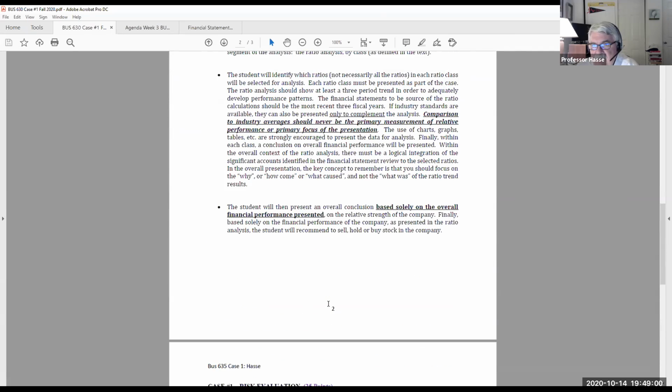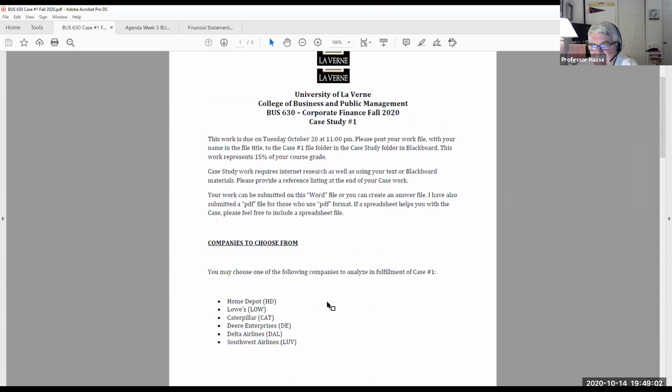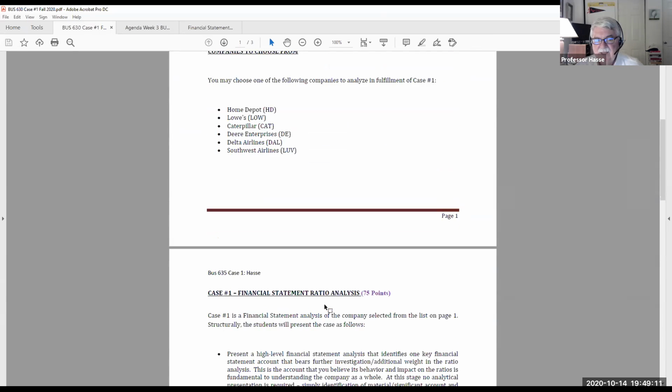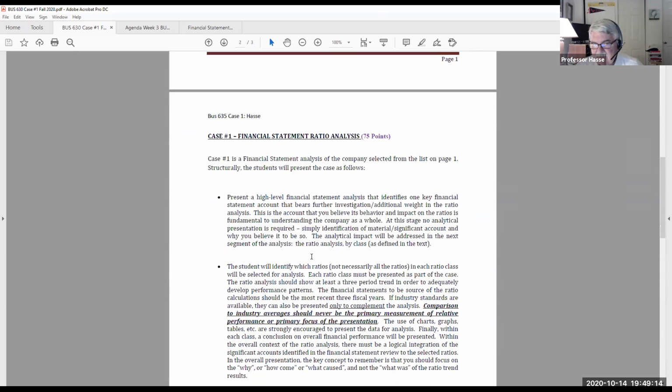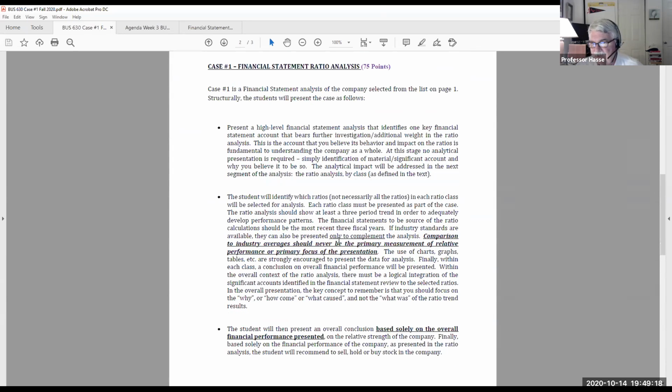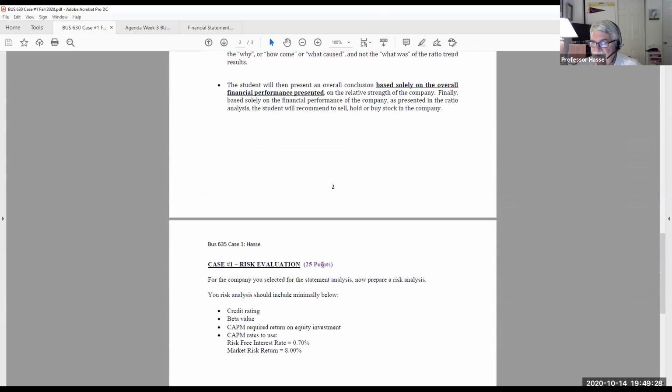In other words, you're doing what every financial manager with every company does every day. Take a look at the competition, take a look at yourself, and find what are the strengths or weaknesses, overall big picture, and looking at individual specifics by ratio class over a trending period of 3 years. And then coming to some conclusion, interpretation, and then doing a risk evaluation of their company's risk. Expected rate of return by the capital asset pricing model.